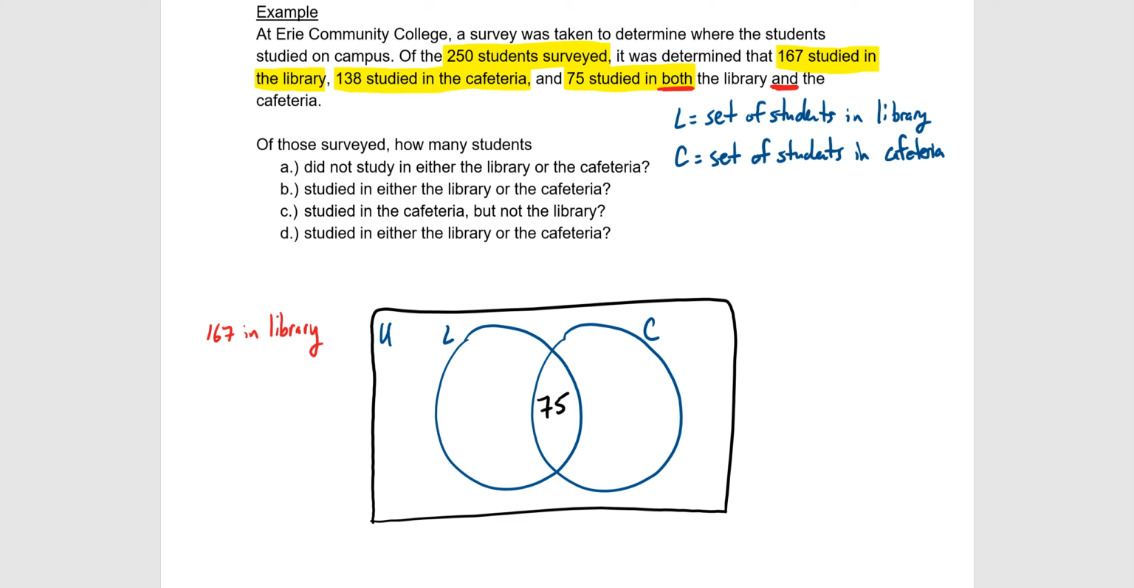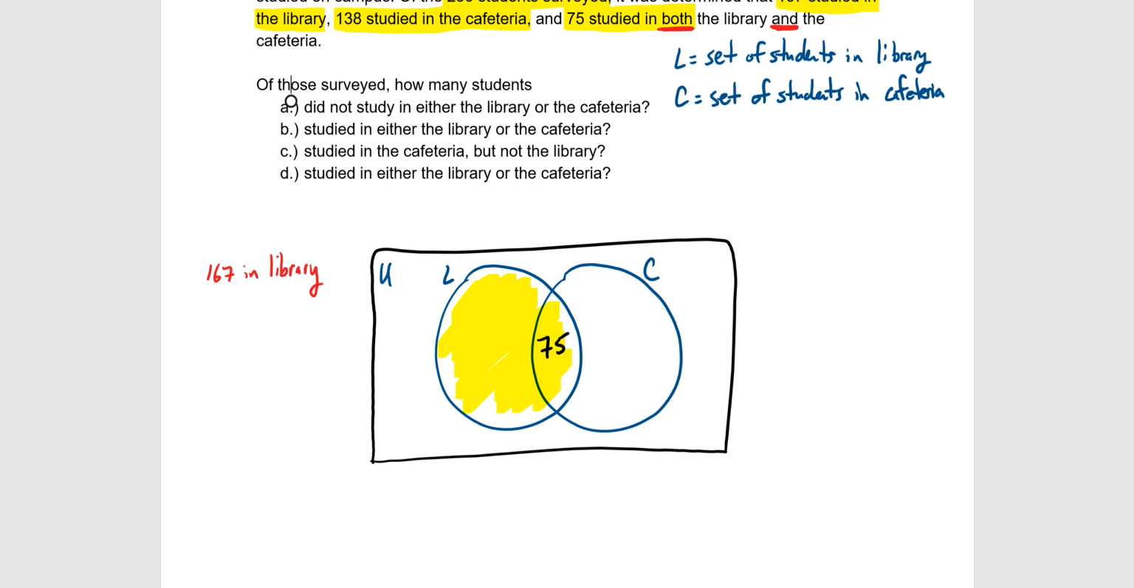There are 167 that studied in the library. So what that means is we need this whole entire circle to add up to 167. So if we already have 75 in there, then the remaining amount is going to be 167 minus the 75. That's going to give us 92. So that number goes right here. Okay, so that whole circle for L had to add up to 167. We already had 75 of them, so to find the remaining, to find the difference, we had to subtract.